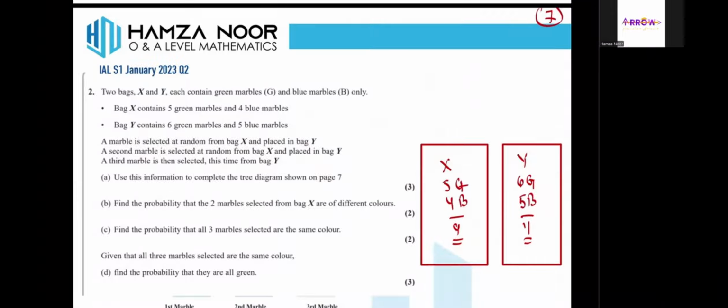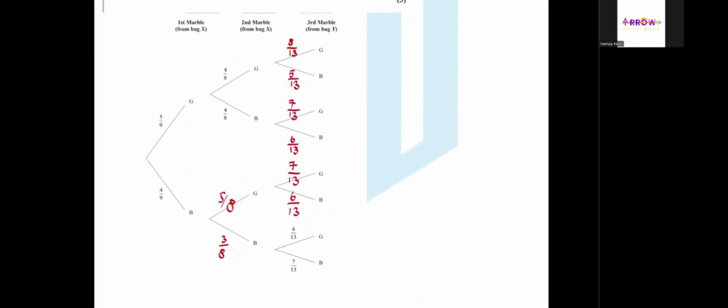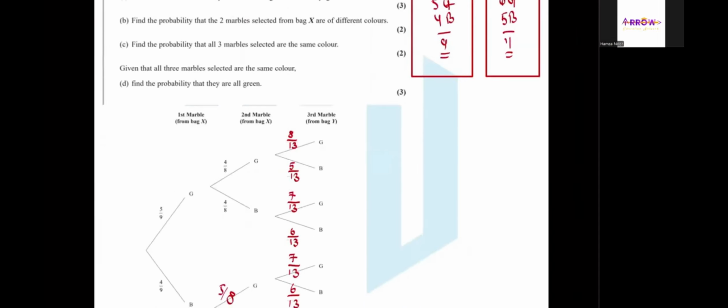The requirement of part A is to use this information to complete the tree diagram shown on page 7. Here I've brought the screenshot of the tree diagram which was printed on page 7 in the paper, so we need to complete this. What we know is that first two marbles are selected from bag X and placed in bag Y, and then the third marble is selected from bag Y.